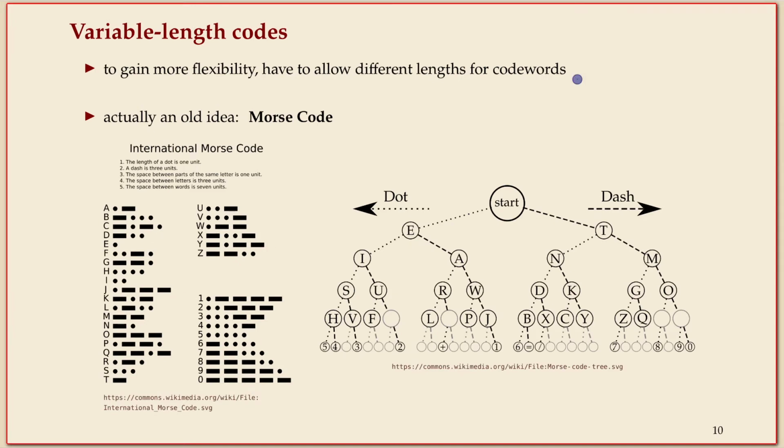If we don't want to fix the code length upfront, we can do something else, and that also is not a new idea. We can assign code words of different lengths to the characters if we're a little careful. And here's a very old variable length code. That's the Morse alphabet. Or, as I learned, there's different ones, but this is the International Morse code, which has just the Latin letters and digits.